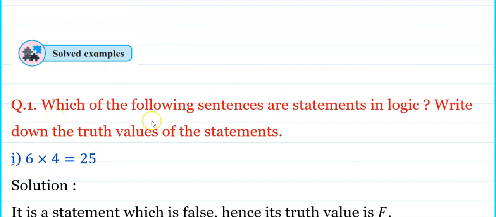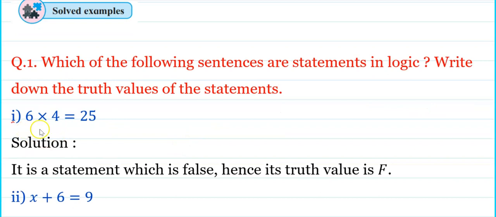Question number 1. Which of the following sentences are statements in logic? Write down the truth values of the statements. 6 into 4 equals 25. Now the solution. It is a statement which is false. And 6 into 4 is 24, so it is false, and hence its truth value is F.